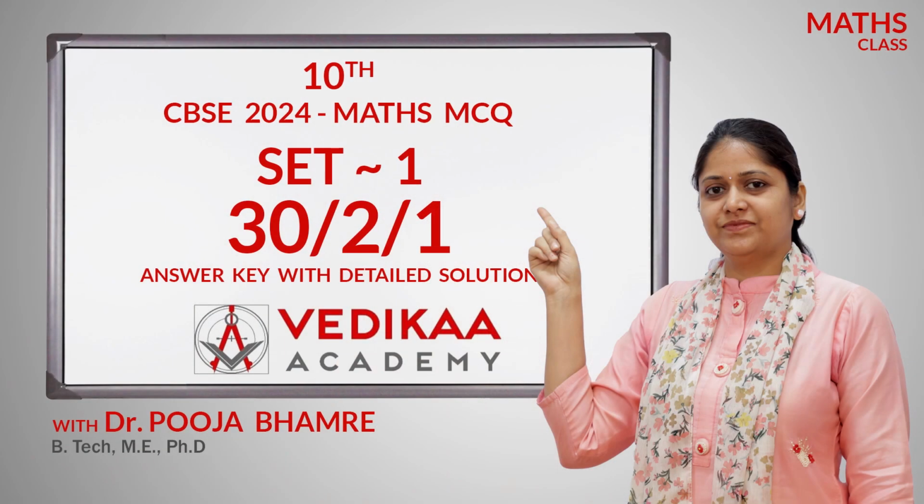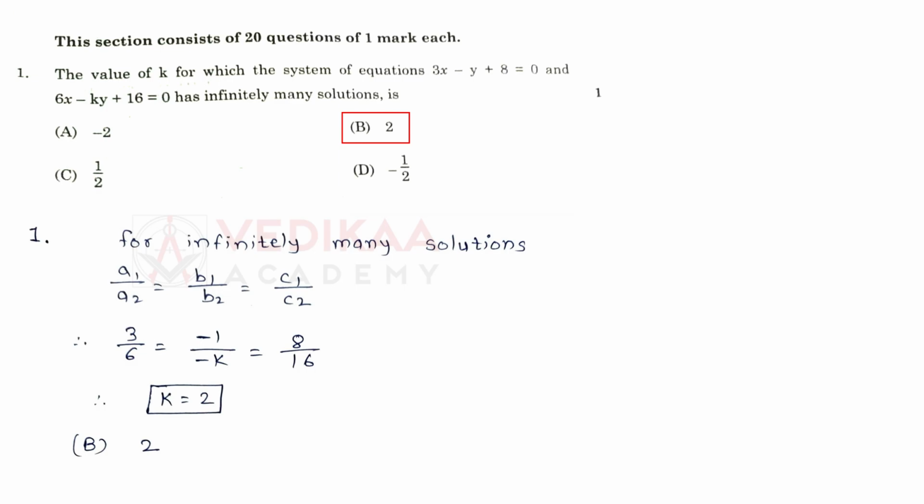We will start with set number 1 of question paper code 30/2/1. The first MCQ was to find the value of k for which the given system of equations has infinitely many solutions. The answer is B, 2. For infinitely many solutions, we know that a1 upon a2 is equal to b1 upon b2 is equal to c1 upon c2. Just substitute the values and you will get k equal to 2. This was a very simple question and I think most of you have done it correctly.